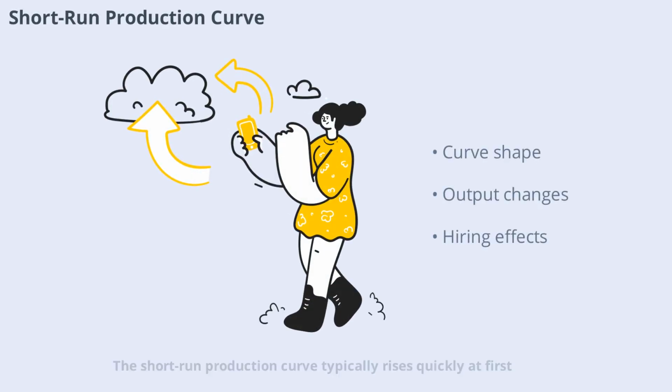The short-run production curve typically rises quickly at first, then flattens as diminishing returns set in. This curve visually represents how output changes as more labor is added, holding other inputs constant. It's a useful tool for managers to predict the effects of hiring decisions.